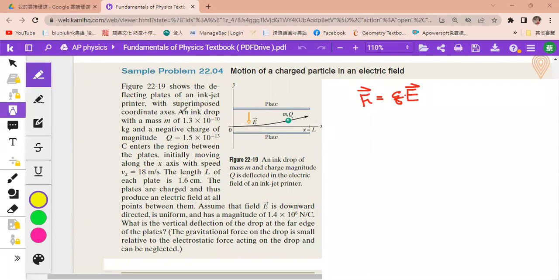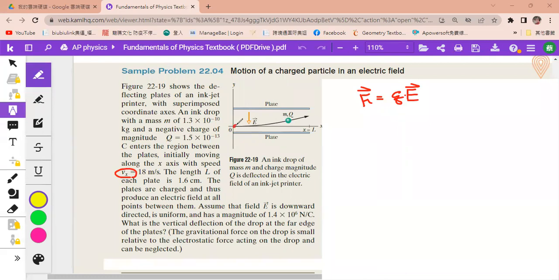So let's see an ink drop with the mass of 1.3 multiplied by 10 to the power of -10 kilogram, and a charge magnitude Q of 1.5 by 10 to the -13, enter the region between the plates, initially moving along the x-axis with the speed vx. So here we know it's the x component, right? Just as you do in kinematics, it will be horizontal projectile motion. What's the question? What's the vertical deflection of the drop at the far edge of the plates?